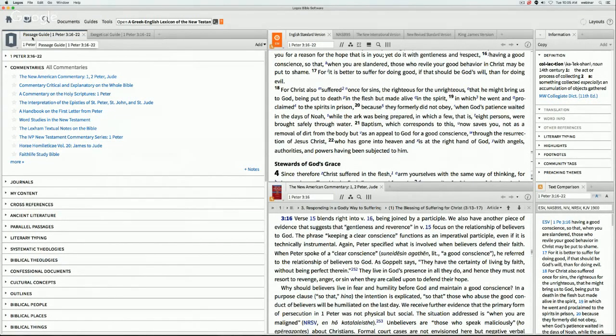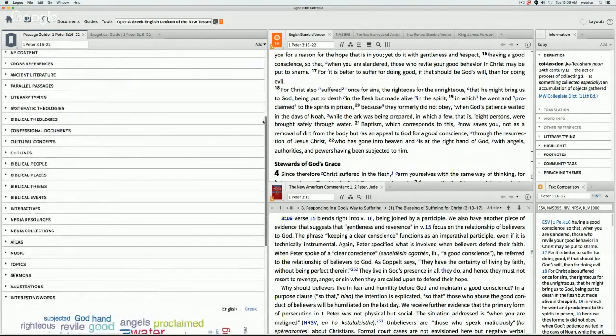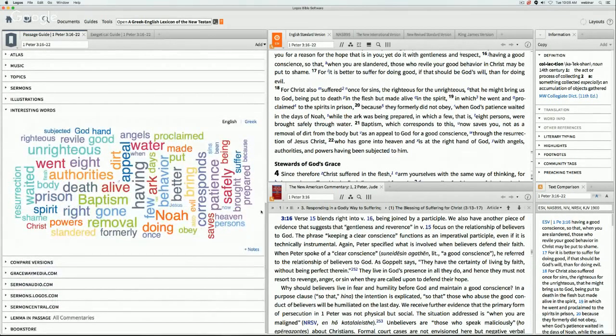One is repeated words, and especially words that are unique to this passage. So in your passage guide, which is one of the things that comes up by default when you enter a passage on the homepage, scroll on down until you get to interesting words. Now, this is sometimes helpful. It's not always. All it's doing is running a mathematical analysis of what the words in this passage are and how that compares with the rest of the New Testament. What are some words that show up as unique to this passage that aren't as common in other places in the New Testament? And also, what are the ones that are repeated? So we have what the program thinks might be the most interesting words showing up the largest.